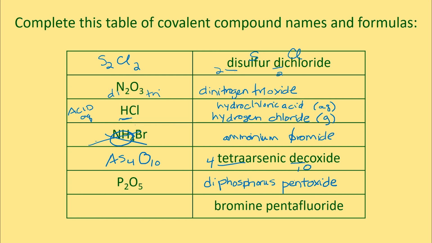The last one is bromine pentafluoride. Again, penta means 5. There's no prefix for the bromine, so it's just Br. Fluoride is referring to fluorine. Penta refers to 5, so BrF5. And now we see how easy covalent compounds are.